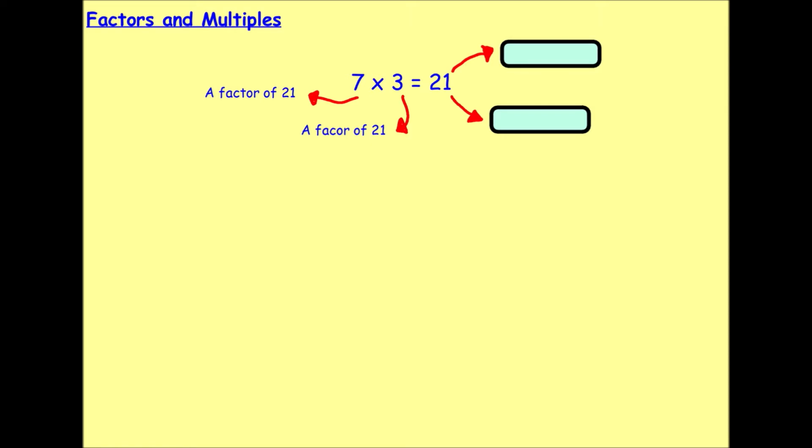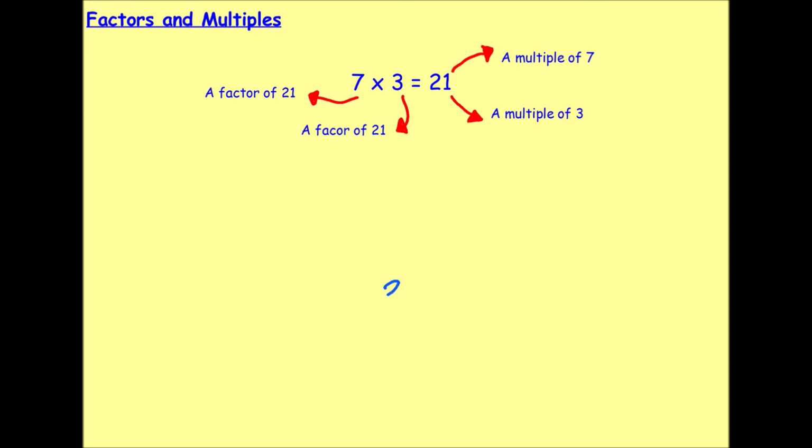Factors are any number that I can times with another one to get a whole number. Now 21 is a multiple of 3, and it is also a multiple of 7 because it is the product of two factors. To help us work out our factors, in class we've been drawing factor rainbows.